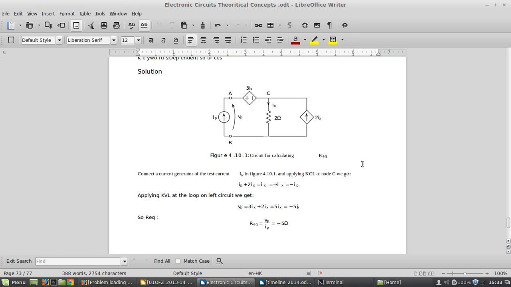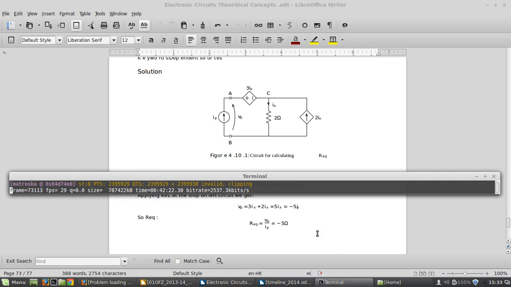Alright, here we also similarly use the test voltage and test current. For simplicity, I try to apply KCL at node C, so that means this 2Ix plus this IP is equal to Ix, right? And I try to find the value of Ix, which is equal to the negative of the test current.